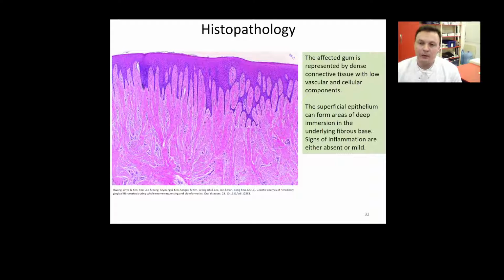Histopathology. The affected gum is represented by dense connective tissue with low vascular and cellular components. The superficial epithelium can form areas of deep immersions in the underlying fibrous base. Signs of inflammation are either absent or mild.